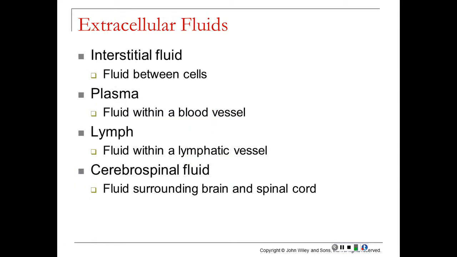The extracellular fluids, these are all the fluids outside of the cell. It comes in different varieties, different names, depending on where it is in the body. Interstitial fluid is the name for the fluid that's in between cells. When we use the word plasma, we're talking about the fluid around blood cells that are within a blood vessel. When we use the term lymph, this is the extracellular fluid within a lymphatic vessel. When we use the term cerebrospinal fluid, this is the special fluid that surrounds the brain and spinal cord. All of these fluids are, in fact, interstitial fluids. They're specialized, and they're all outside of the cell.